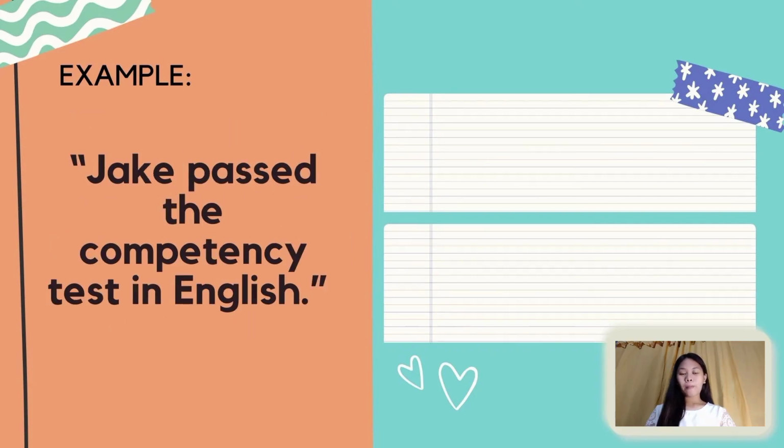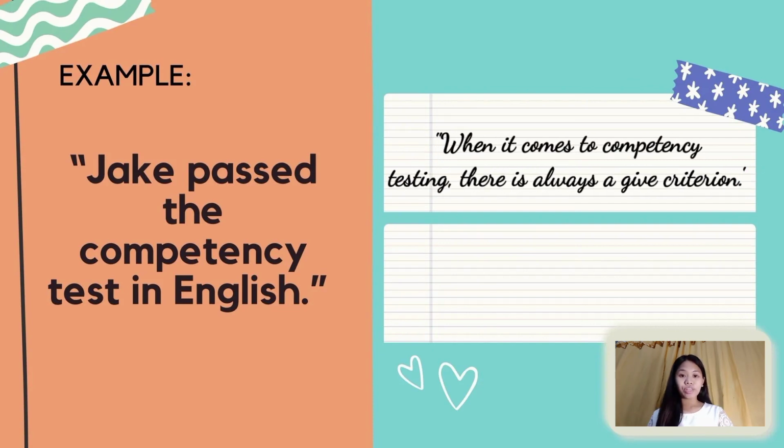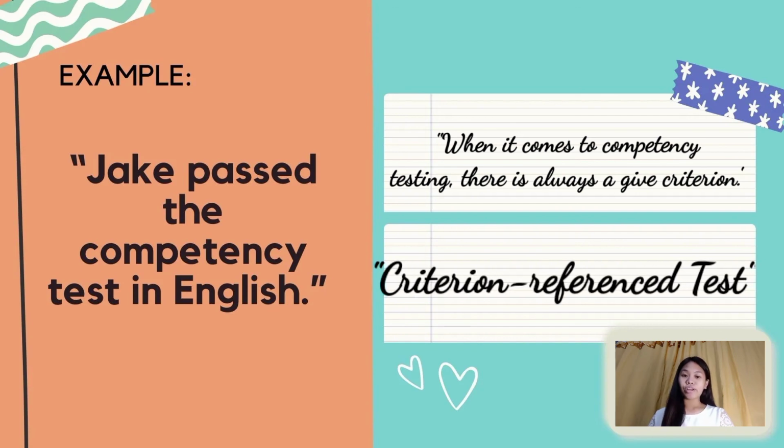Next example: Jake passed the competency test in English. When it comes to competency testing, there is always a given criterion. There is always a given standard, meaning it will never be a norm. They did not compare it to the other scores but to the given criteria. Competency test is the keyword here in this example. Therefore, it is a criterion reference.